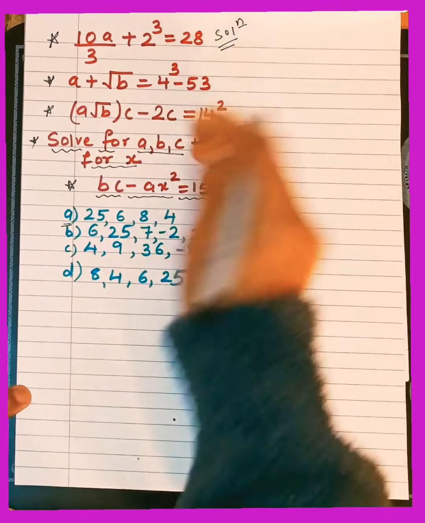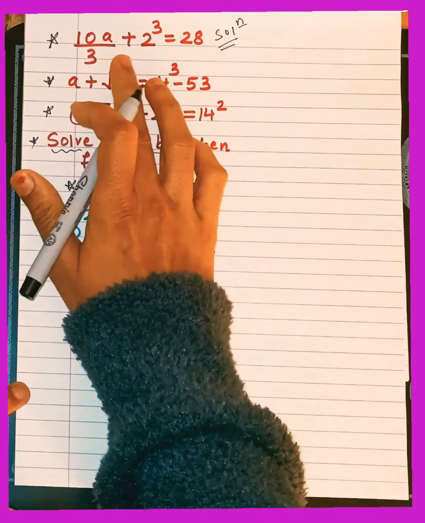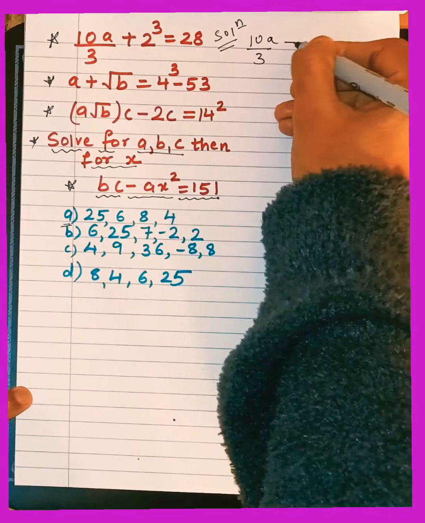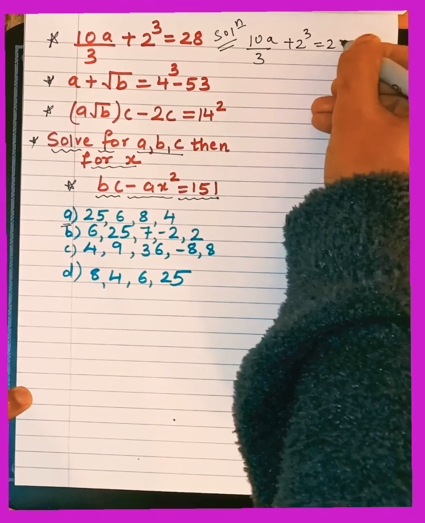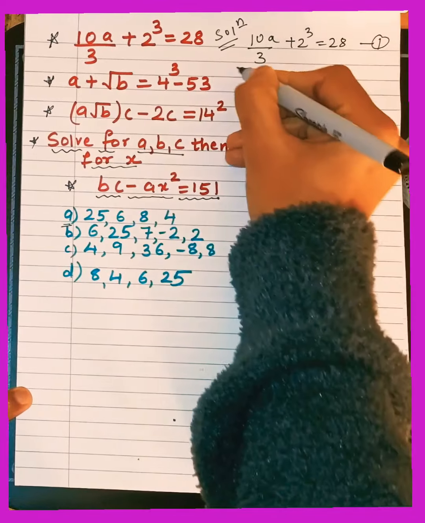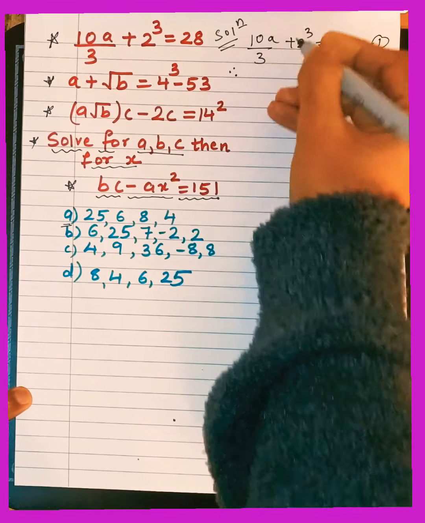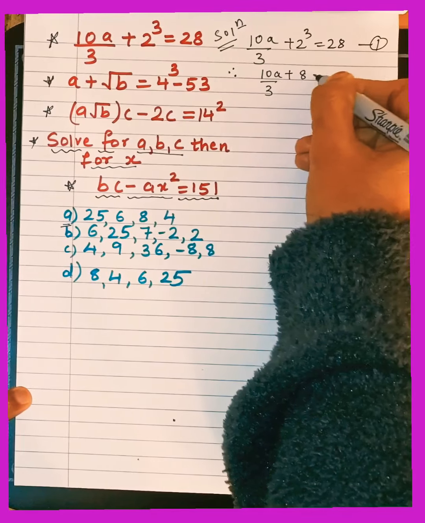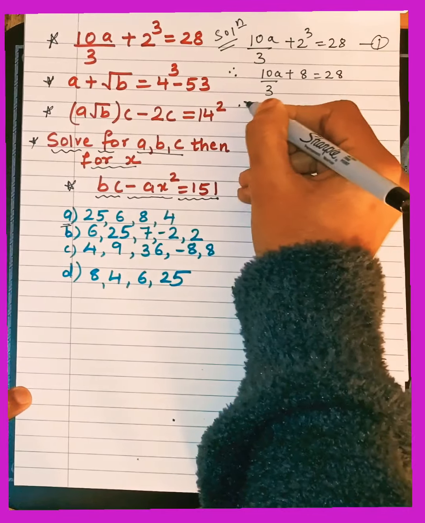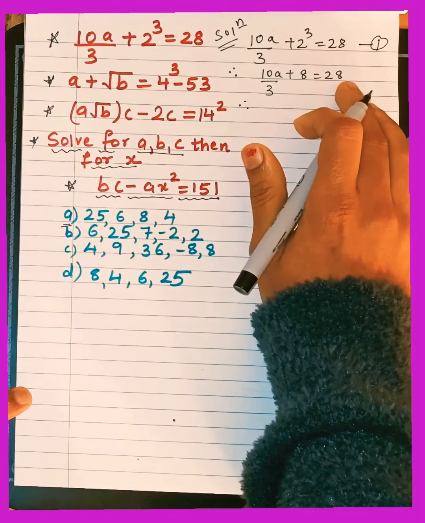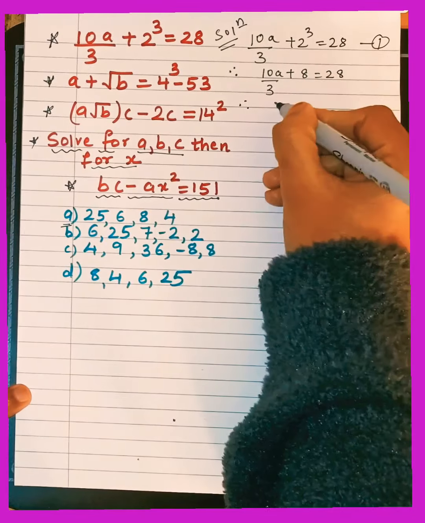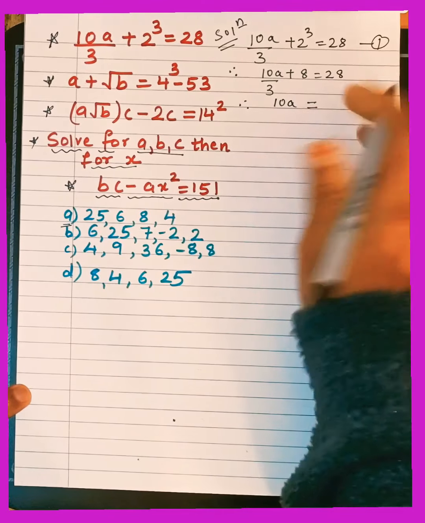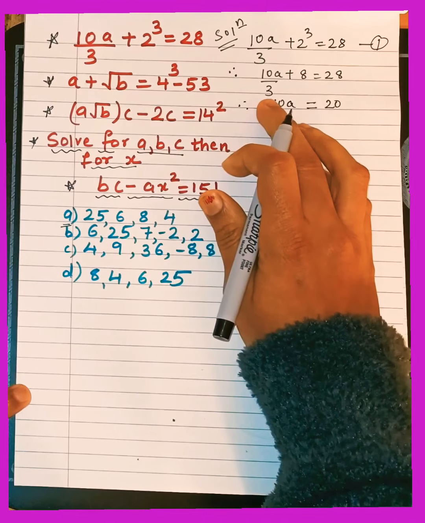So let's solve it. First of all, the first equation which is given to us is 10a upon 3 plus 2 cube equal to 28. So starting with this, the next step we will get is 10a upon 3 plus 2 cube will be 8 and this will be equal to 28. Now this 8 we will take to that side. So this will be 28 minus 8. So we will get 10a upon 3 equal to 28 minus 8, which will be 20.